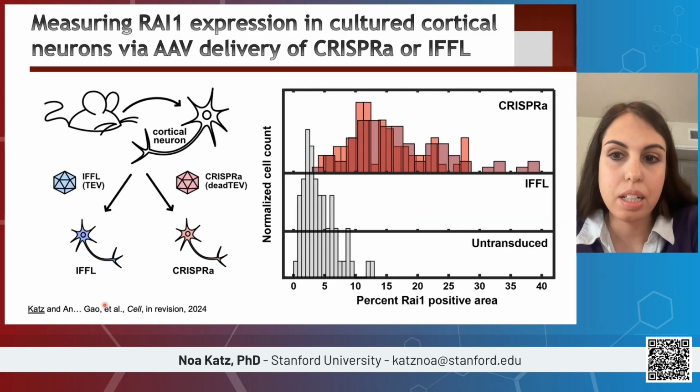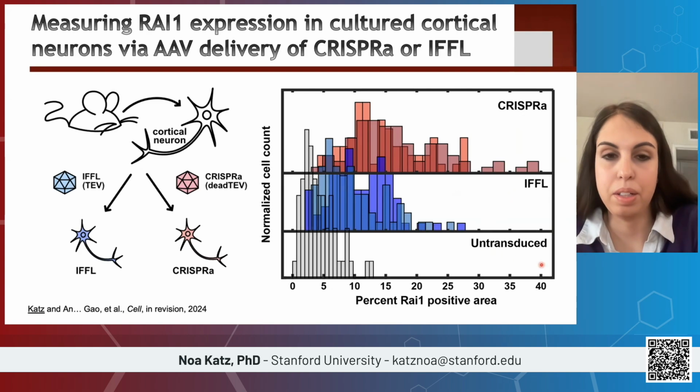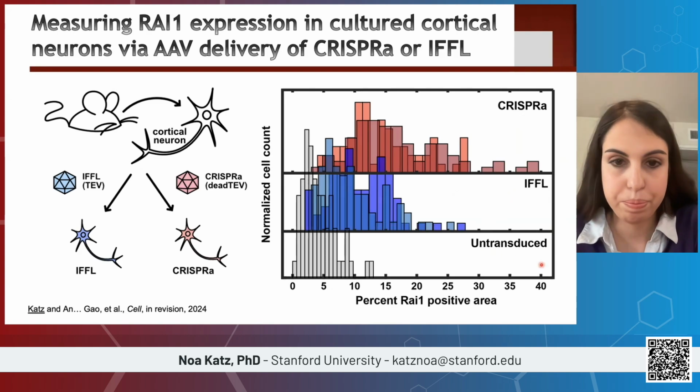As you can see, with CRISPR activation, there's a very wide distribution. There are also some cells that exhibit signal more than 8 or even 9-fold more than the untransduced median. When you look at the IFFL, you can see that this histogram is much narrower, and these overexpressing cells are much less populated.